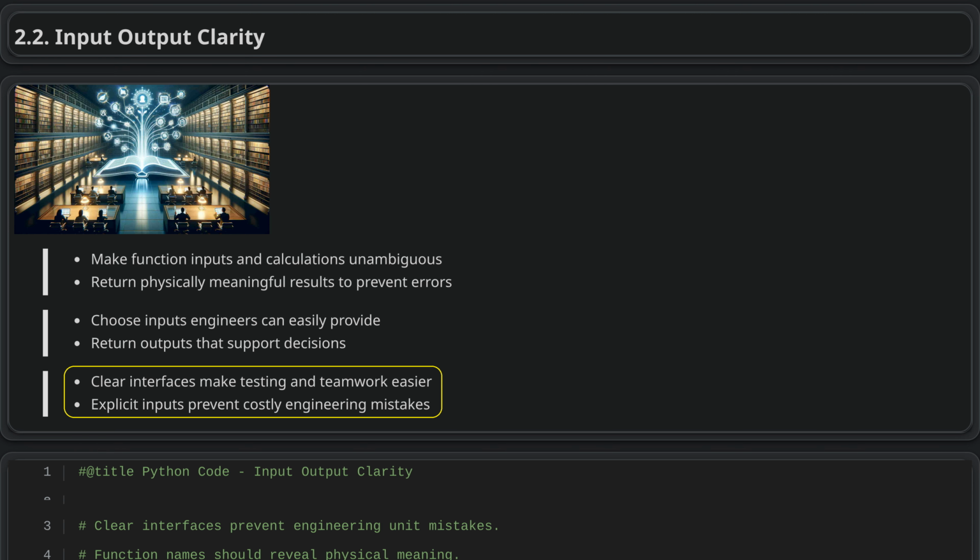Clear function inputs and outputs make software easier to test, maintain, and share. When an interface is well-defined, teams can design reliable tests and know what results to expect. This also prevents mistakes, such as confused units or hidden dependencies, from spreading through engineering tools. Clear functions support verification, reuse, and better engineering decisions, while reducing the risk of costly errors.